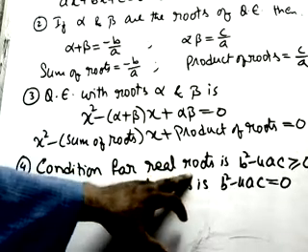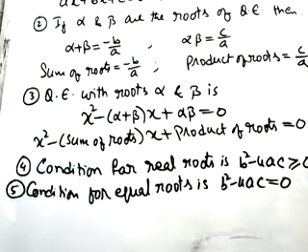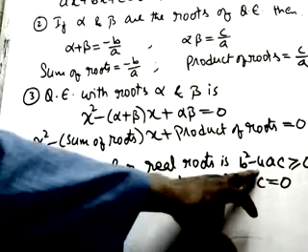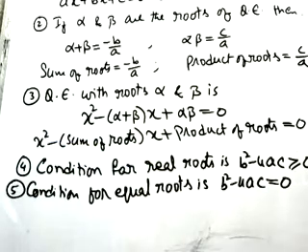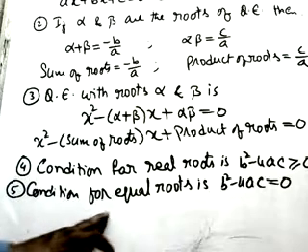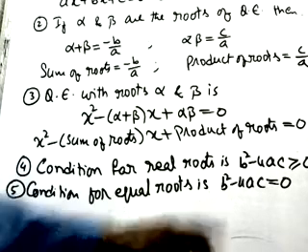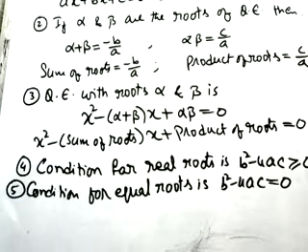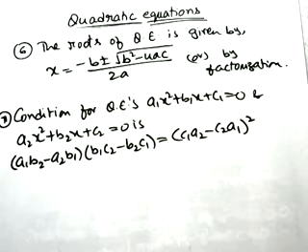Now the condition for real roots is, whenever we have to take the real condition, we have to use b square minus 4ac greater or equals to 0. The condition for equal roots is b square minus 4ac equals to 0.